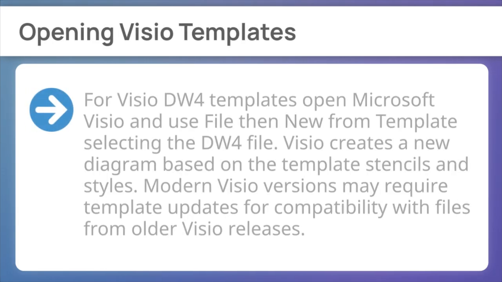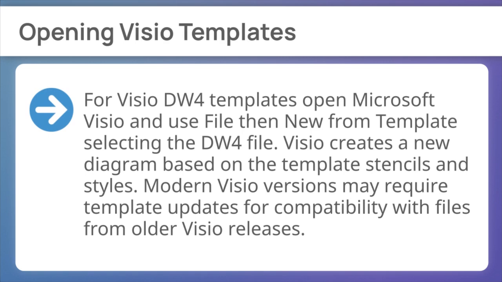Next, opening Visio templates. For Visio DW4 templates, open Microsoft Visio and use File then New From Template, selecting the DW4 file. Visio creates a new diagram based on the template stencils and styles. Modern Visio versions may require template updates for compatibility with files from older Visio releases.